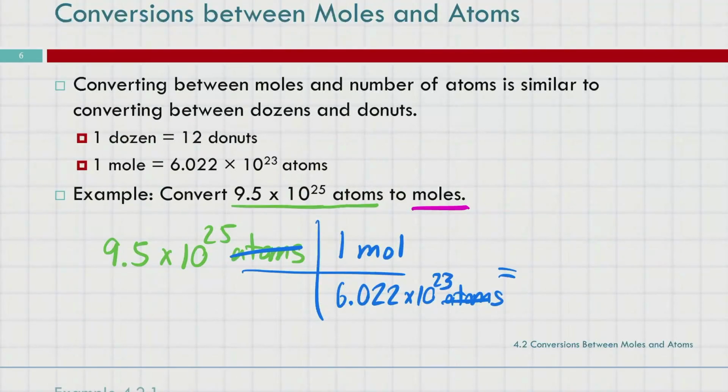So 9.5 times 10 to the 25 power, divide that by 6.022 times 10 to the 23rd power, and you should get a number that's around 157.75 moles. For significant figures, we would treat this like two significant figures. So there's our sig figs answer.